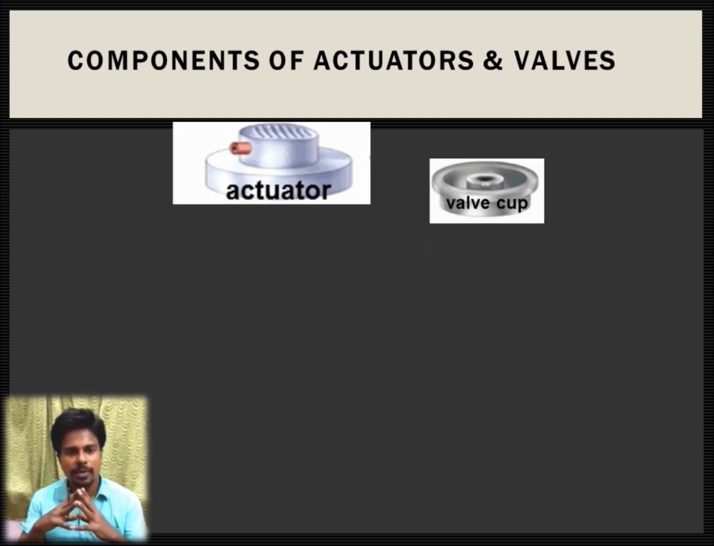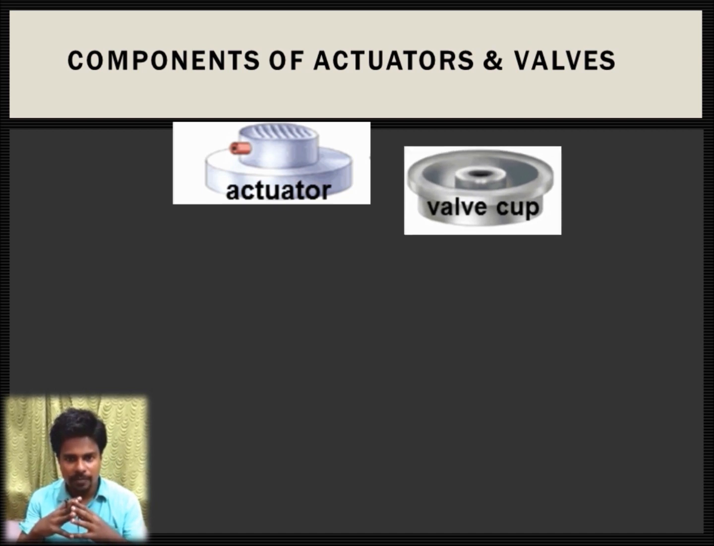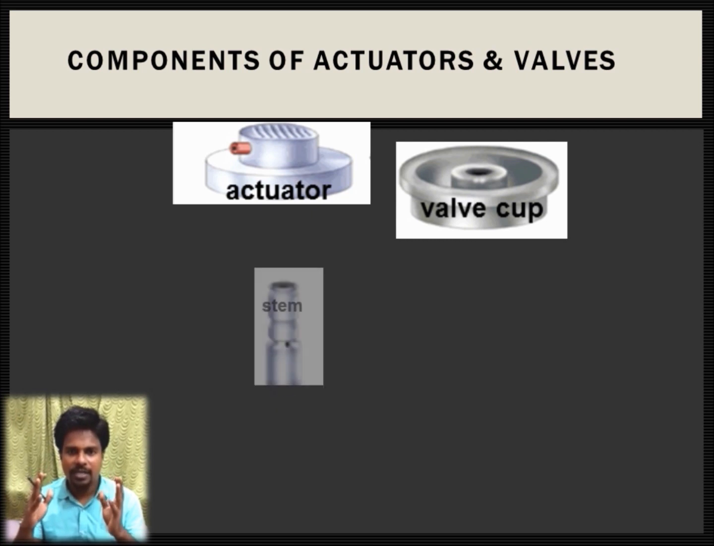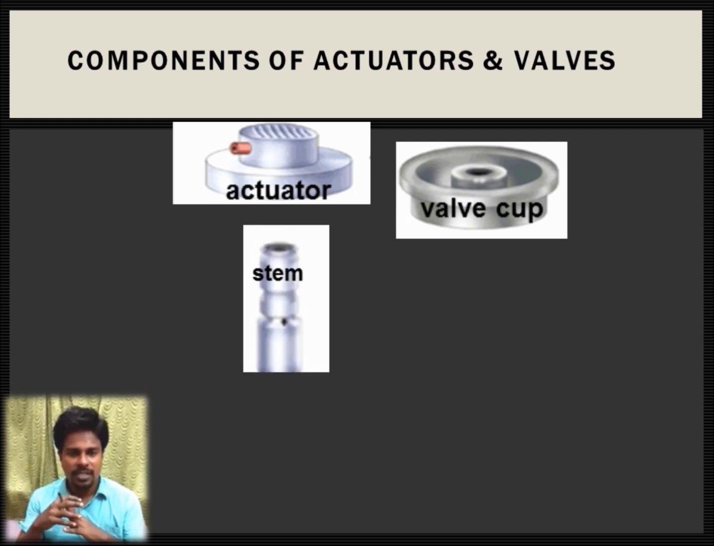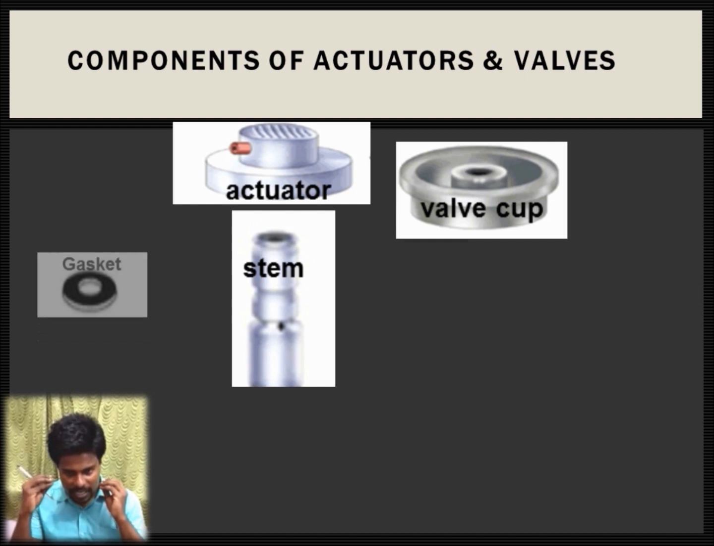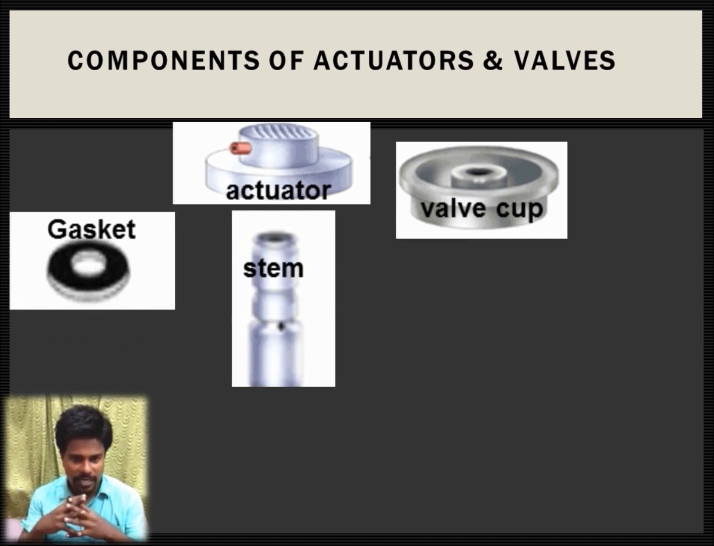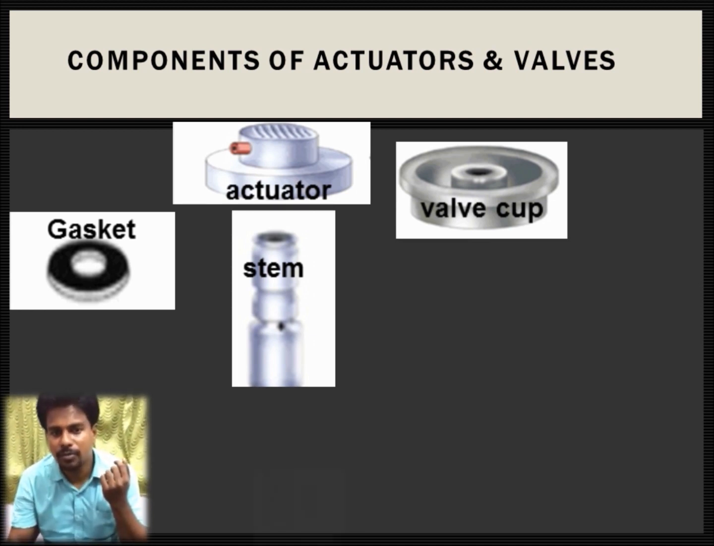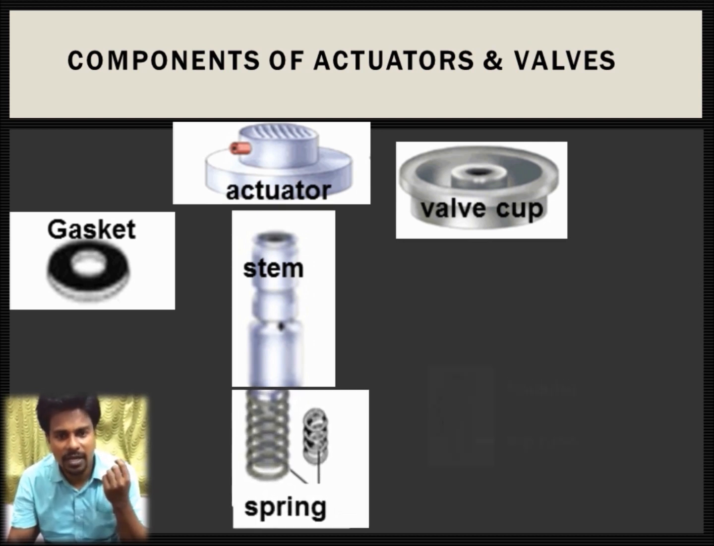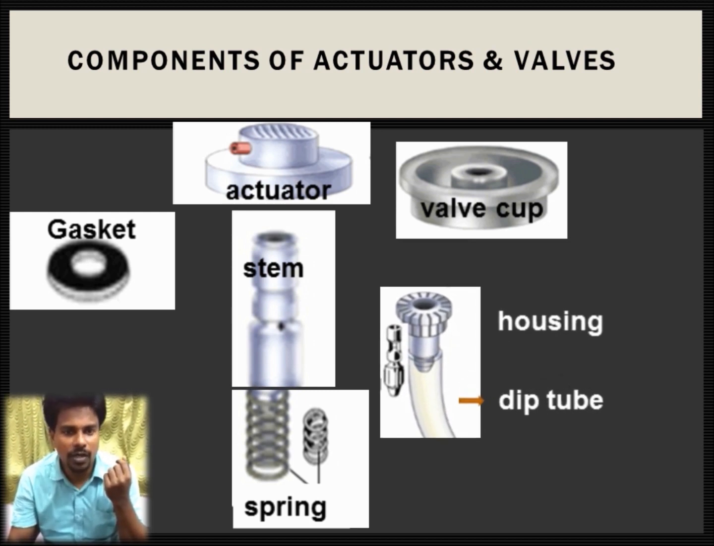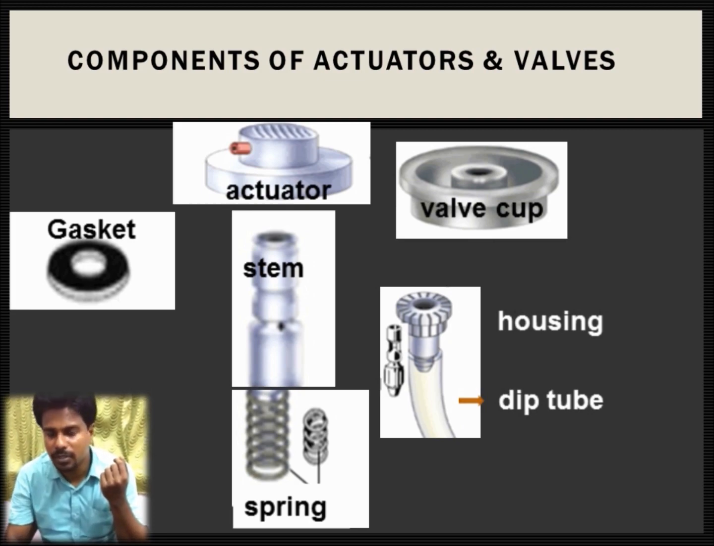Valve cover: it is a metal cup at the top of the container. It holds all the valve components together. Stem: it connects the actuator and the spring. Stem gasket: the gasket seals the opening around the valve stem, keeping the can airtight. Spring: it maintains pressure on the gasket, which seals the container. Housing: it is a cylinder which holds the spring and connects the dip tube to the valve assembly. Dip tube: it is a hollow tube allowing the product to flow under pressure.